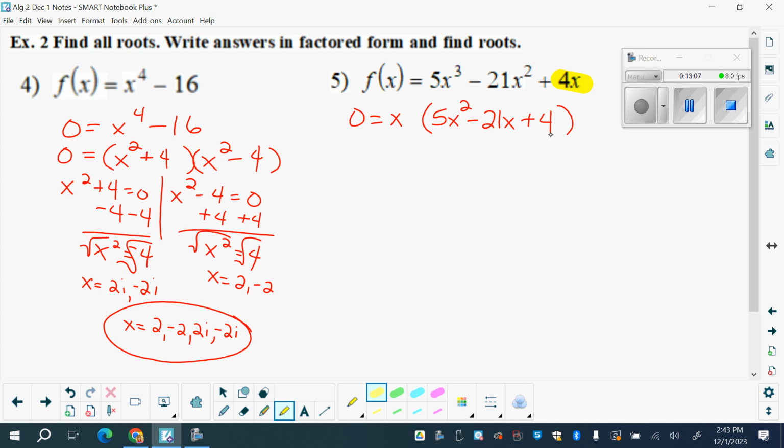So now we're going to ignore that x temporarily, and then we're going to finish factoring this here. So how are we going to do that? Use the x? 5 times 4. Yeah, 5 times 4, or 20. What multiplies to 20 that adds to negative 21? Yep, negative 20 and negative 1. And then what next?